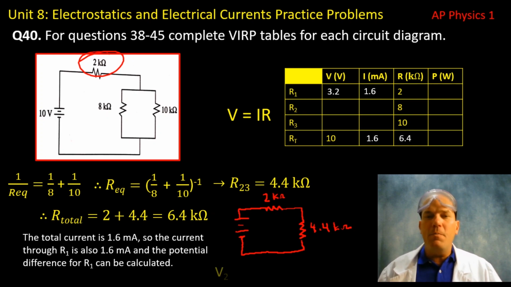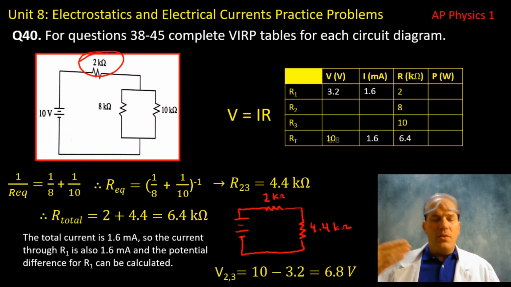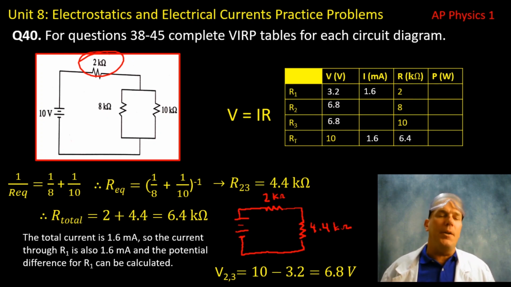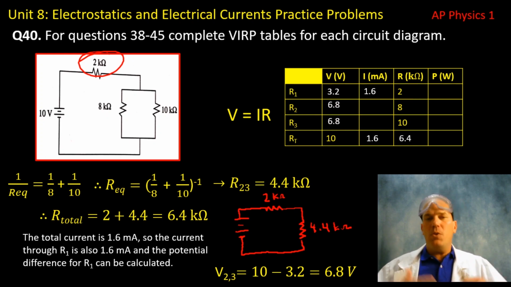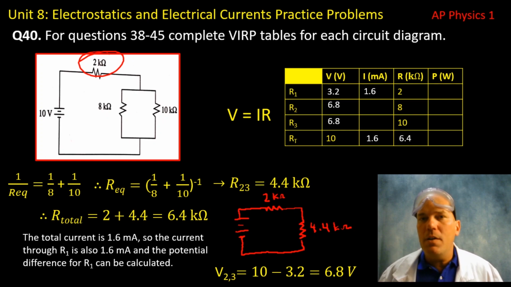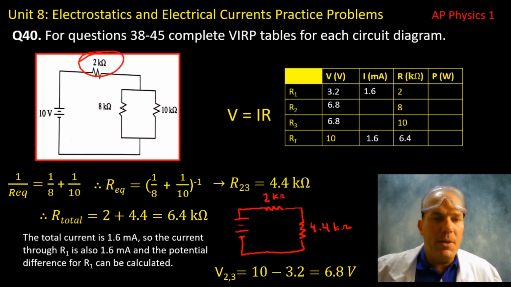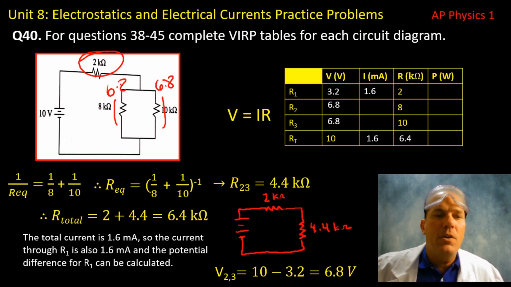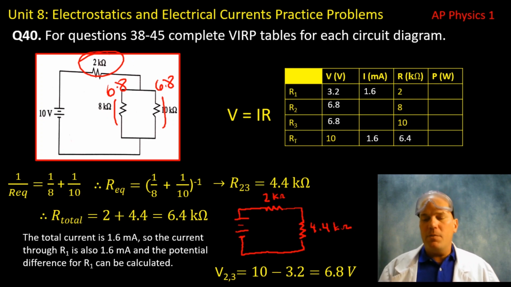Now the next step would be to say, all right, so the voltage across 2 and 3 must be equal to the total potential difference, 10, minus the drop across R1, which was 3.2 volts, and that gives you 6.8 volts. And then the voltage drop across these parallel combinations are both going to be 6.8. So coming to that realization makes the rest of this VERP table very simple to fill out. Application here of Ohm's Law will give you all of the currents going through.